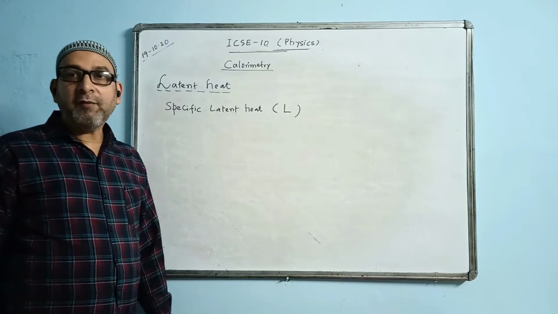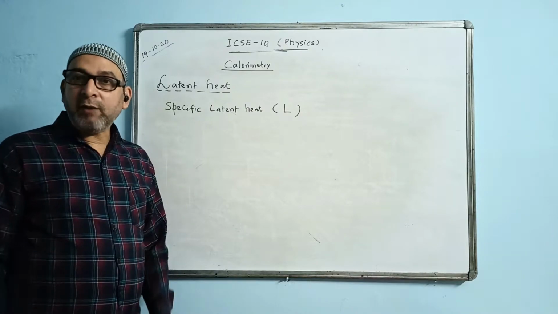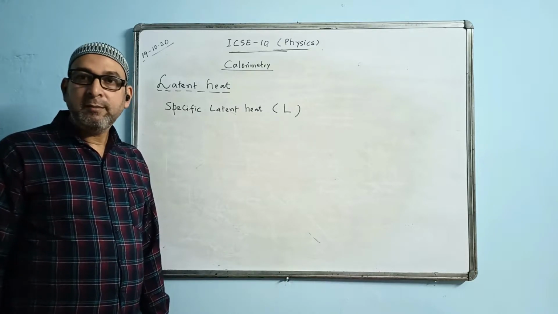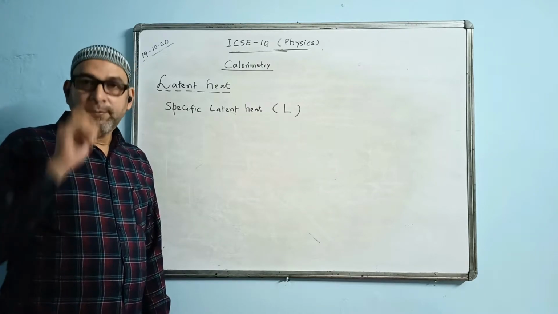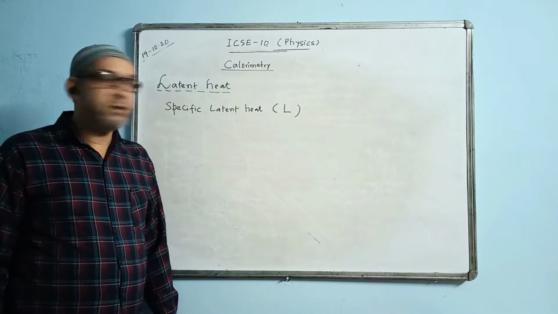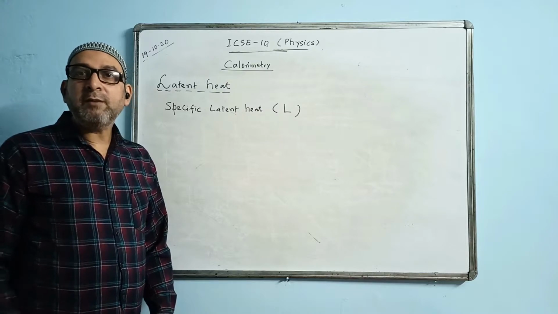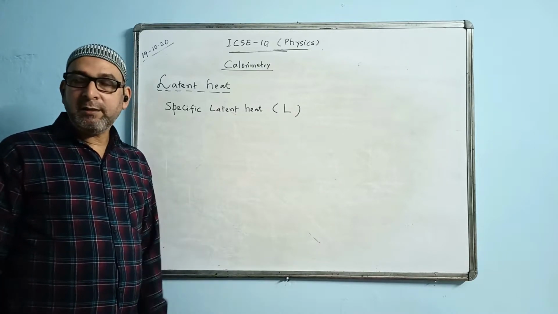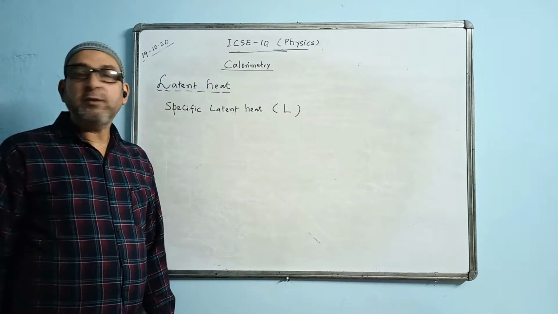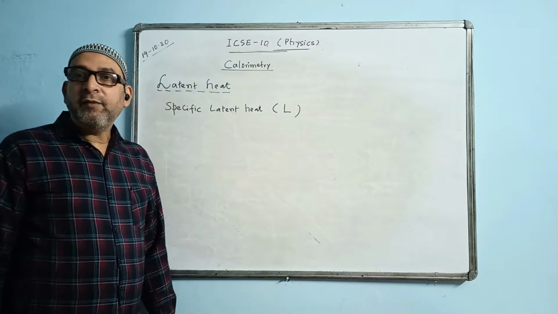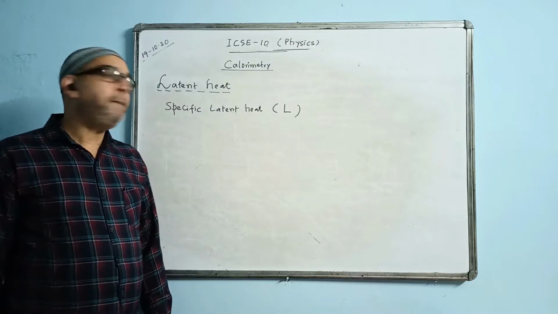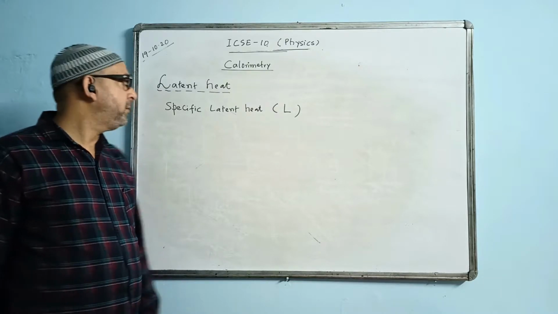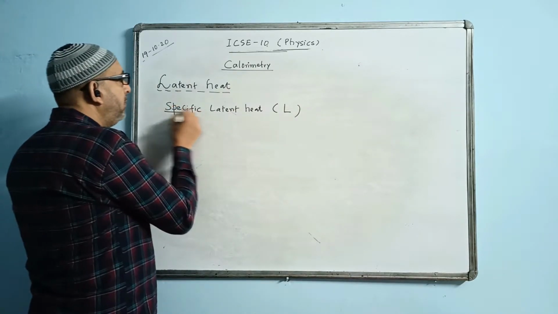What is the specific latent heat of a substance? We say it is the amount of heat required to change the unit mass of a substance from one physical state to the other state without any change in temperature.